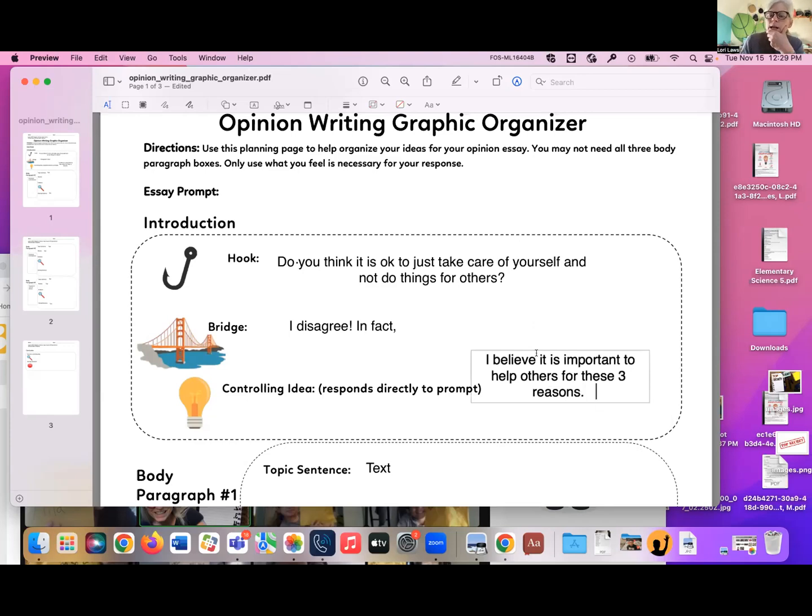So your thesis can include some transitional language into your 3 reasons, or it can just be a period here, and then you can say in another sentence, here are 3 reasons why. Either way, you're going to go from your hook to your bridge to connect to your controlling idea or your thesis. This is your thesis. You say that here, and then you're going to list 3 reasons.